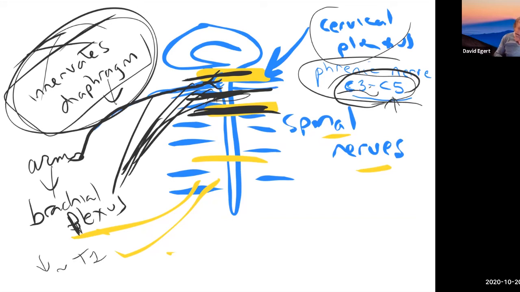Obviously the lower you go... actually, let me take that back. If you're above the brachial plexus, you're a quadriplegic. If you're below the brachial plexus, you're a paraplegic. So it's worth thinking about where these different parts of the body get connected to. Again, anatomy is where we go into this in detail.